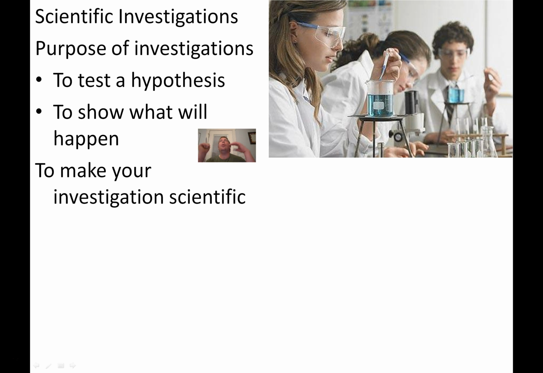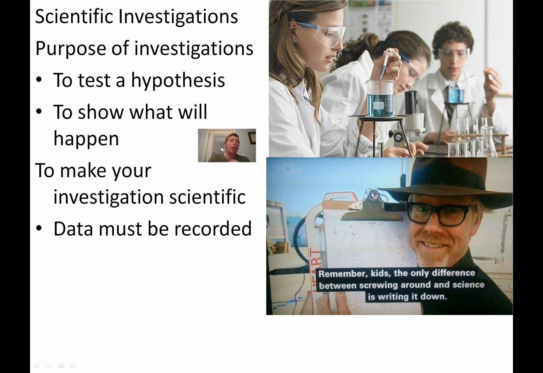Now, in order to make your investigation scientific, remember, it isn't good enough to just go out and screw around and say you're doing science. In order for your investigation to count as scientific, there are some characteristics that it needs to have. First one is you must record data. If you do an investigation and you don't record any data, you really didn't do anything, because data is the language of science. Data is how we prove or disprove the hypothesis. So we've got to write down some data.